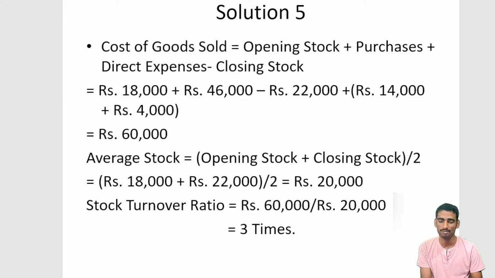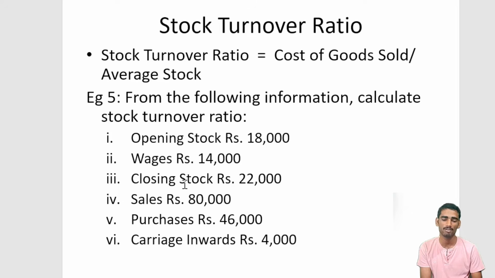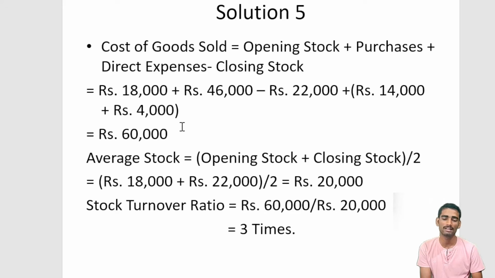So all the values they have already given. Opening stock they have given 18,000, closing stock they have already given at 22,000, purchase they have given at 46,000. So you just have to do the calculation, and you will get the value of cost of goods sold as 60,000.